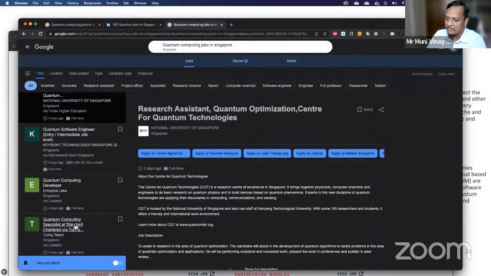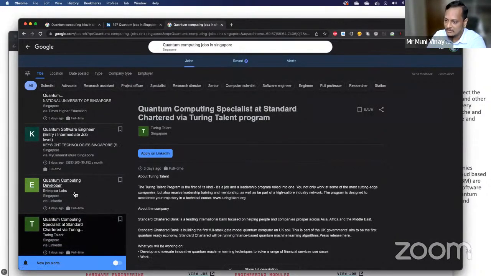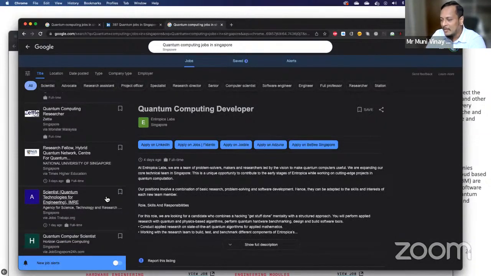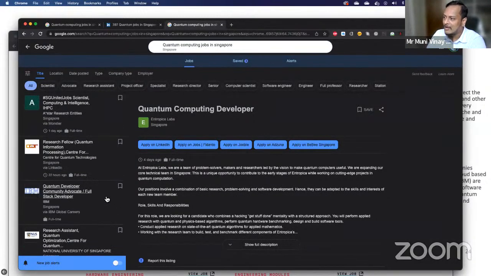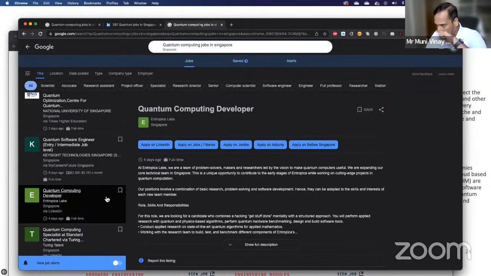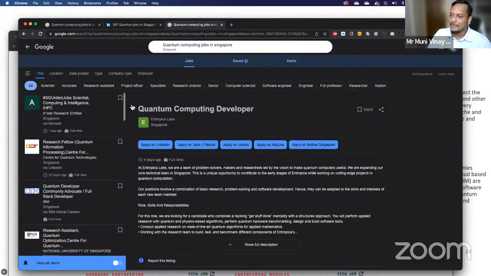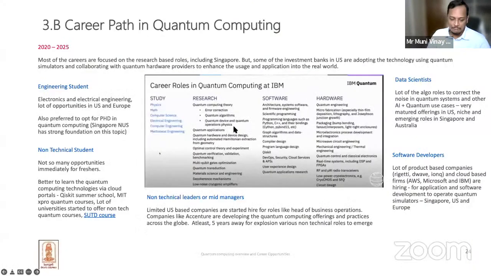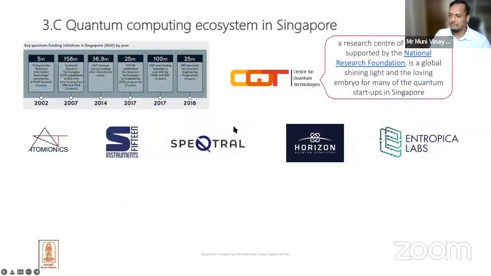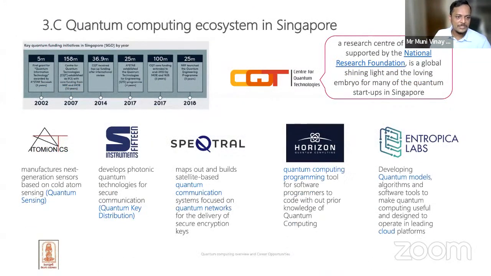And quantum computing specialists. I think you can explore yourself, right? Currently, you have about 800-plus jobs in Singapore on quantum computing, and 80% of them are skill specific and research oriented. So, which also gets to the next topic, right? How is the ecosystem evolving in Singapore? How does it look in Singapore?